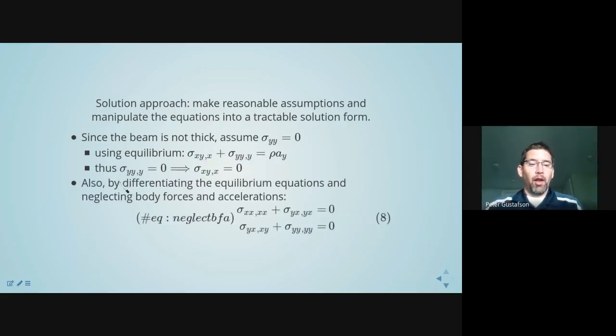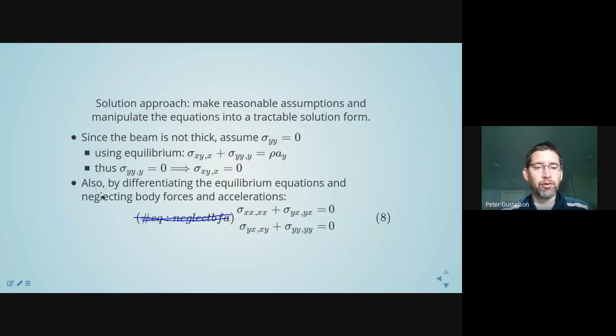Okay. Now, by the way, just cross this out here. Don't think about that. My equation numbering scheme, for some reason, is not propagating into my slides. I couldn't figure out why. So just neglect that.